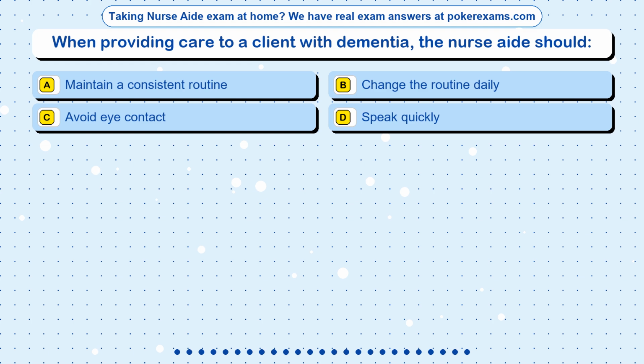Question 1. When providing care to a client with dementia, the nurse aide should: Option A. Maintain a consistent routine. Option B. Change the routine daily. Option C. Avoid eye contact. Option D. Speak quickly.